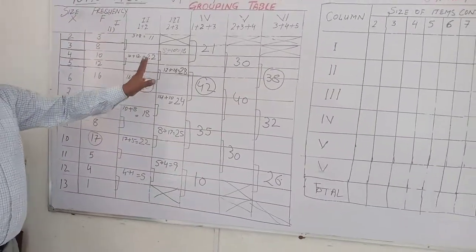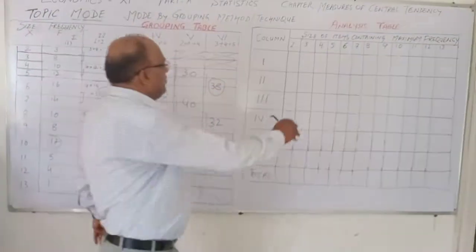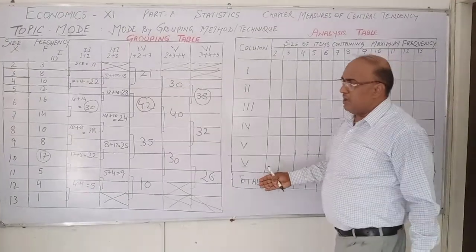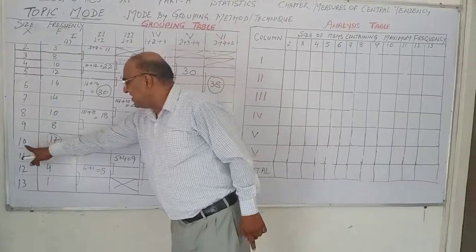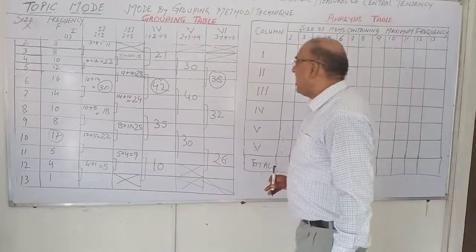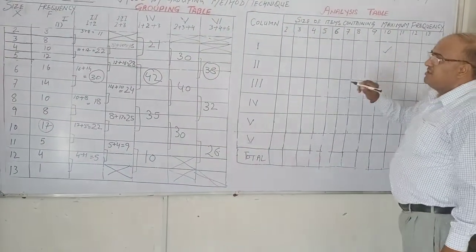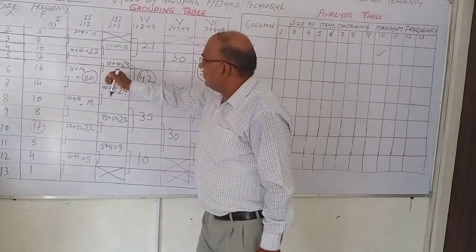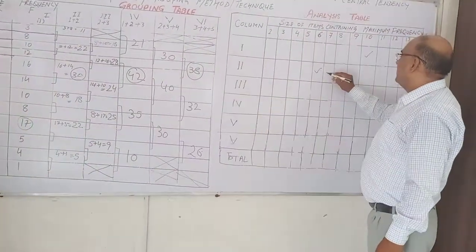Now with the help of the grouping table, we have to create the analysis table. Whatever the sizes, you have to write here, and whatever the columns, you have to write over here. Now see, in the first column, the highest frequency is 16 and size is 10. So in the first column this is the size we take. In the second column, the highest frequency is 30. 30 came from sizes 6 and 7. So from the second column, 6 and 7.